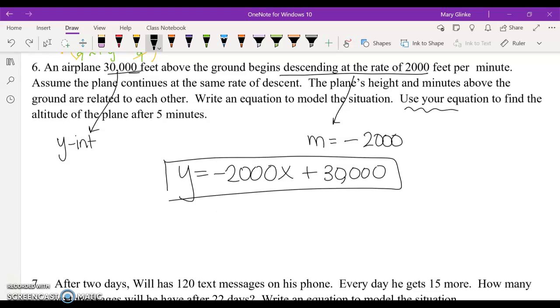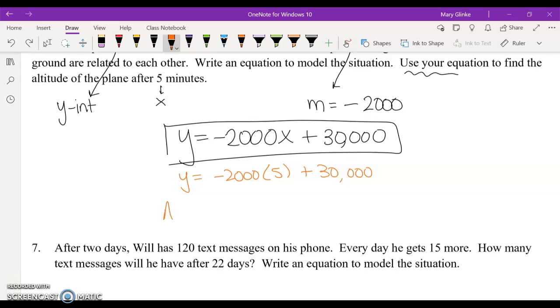Part 2 says use your equation to find the altitude after 5 minutes. Now our minutes here is our x value. So we can go ahead and plug in 5 for x, and then calculate our new altitude. So after 5 minutes, the altitude is going to be 20,000 feet.